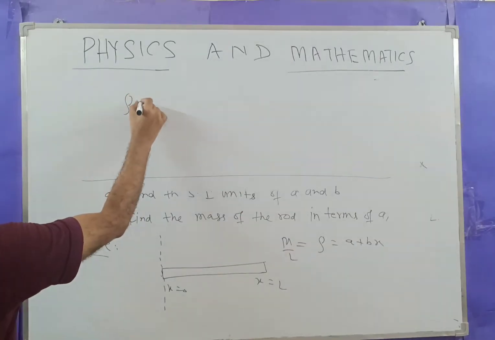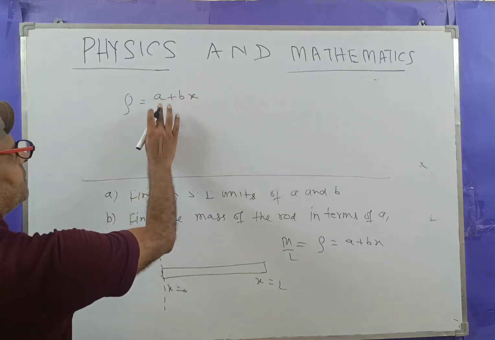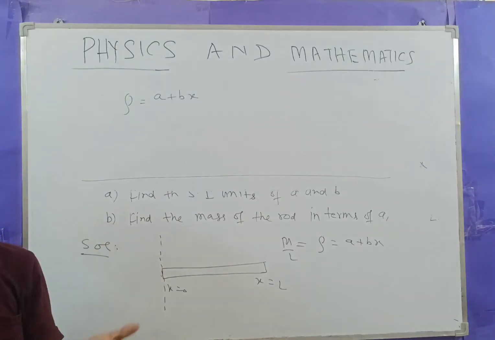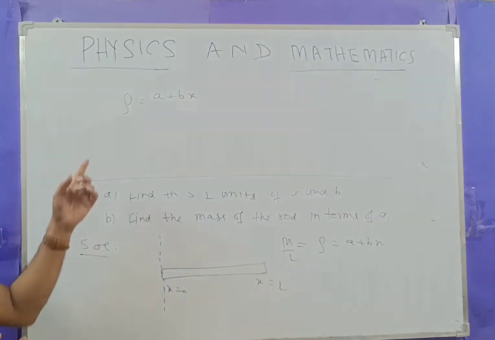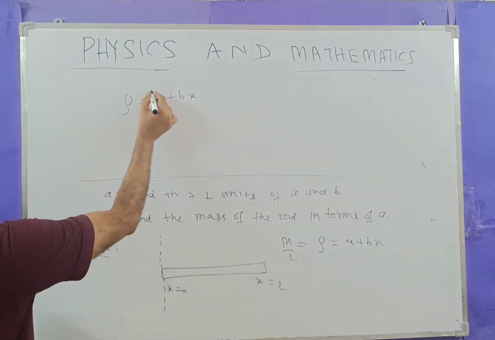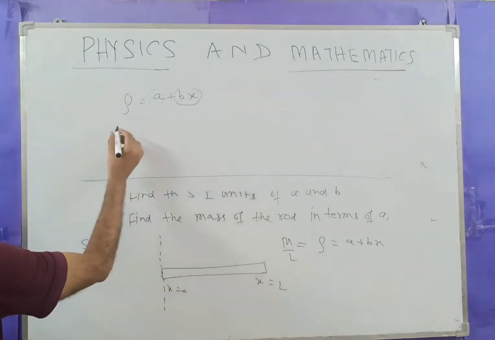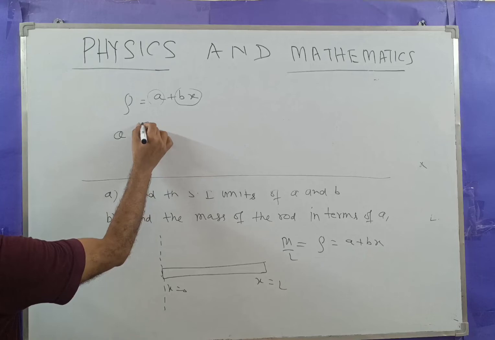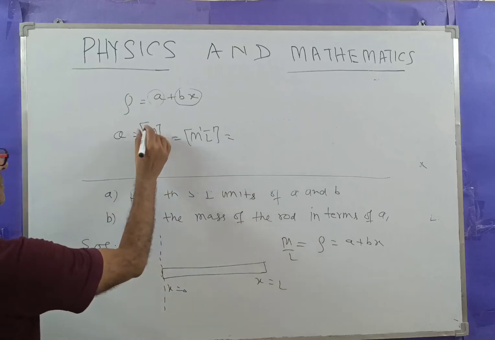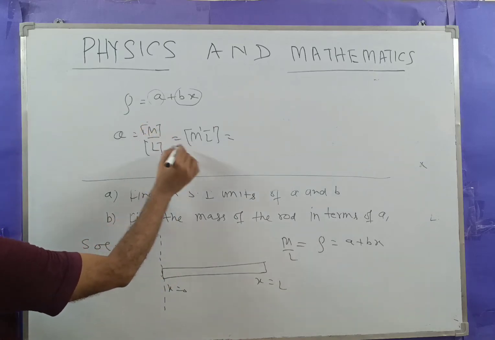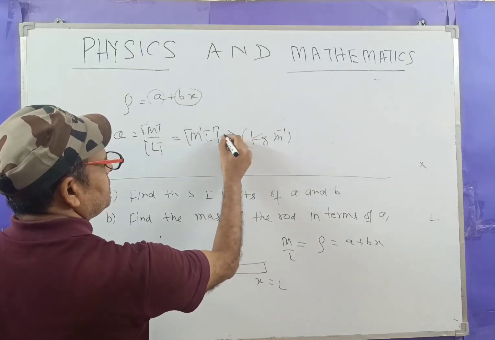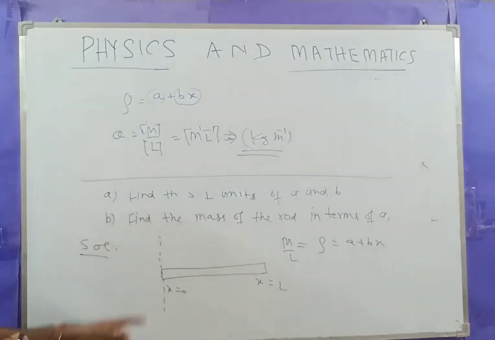Since rho is equal to A plus Bx, here A and B, you can find the dimensional formula of A and B, and then you can write the unit of A and B. This is density, mass per unit length, and by theory of homogeneity, A will also be density, Bx will also be density. So A is equal to mass by length. Dimensional formula will be ML^-1, that is unit kg per meter. This implies unit will be kg per meter for A.